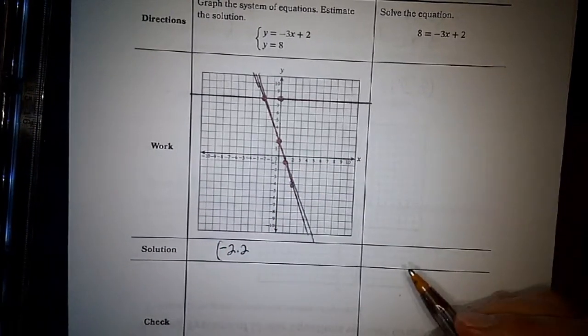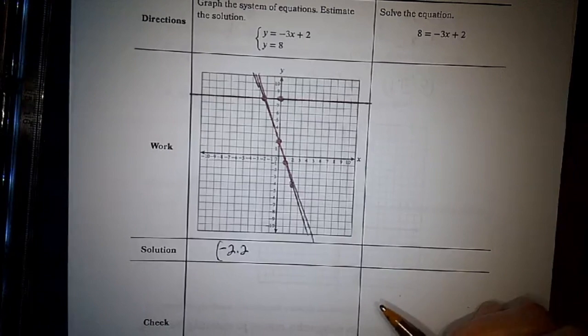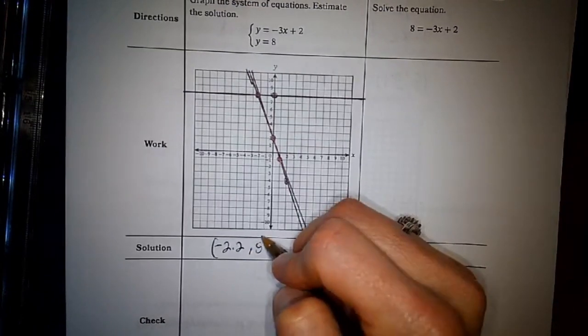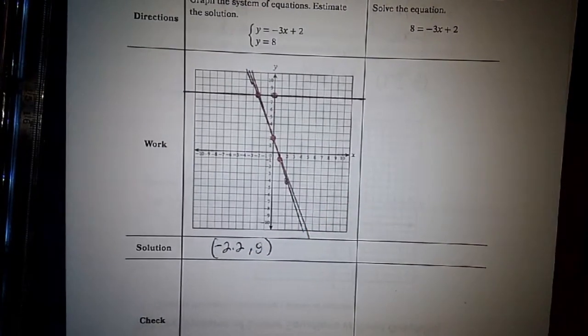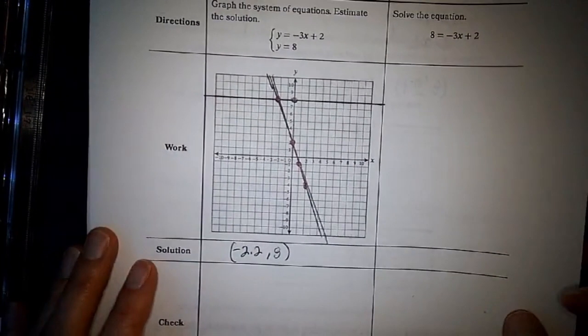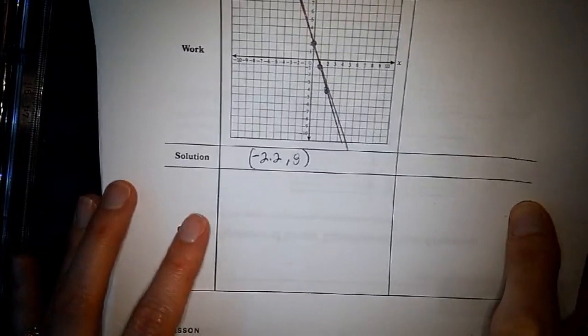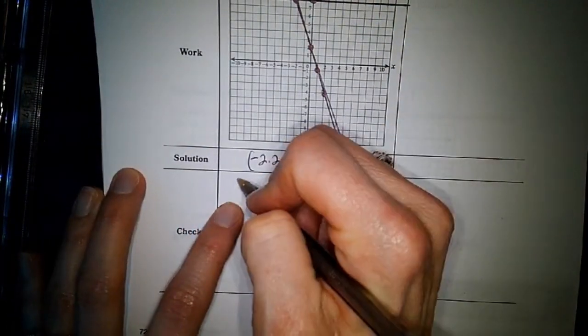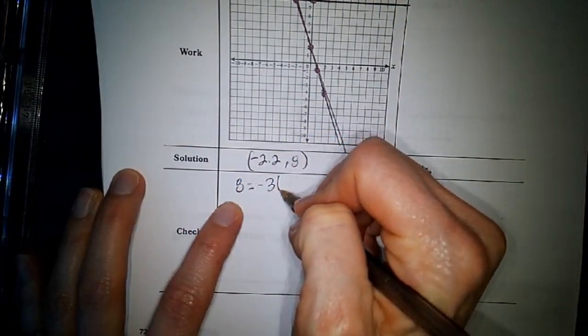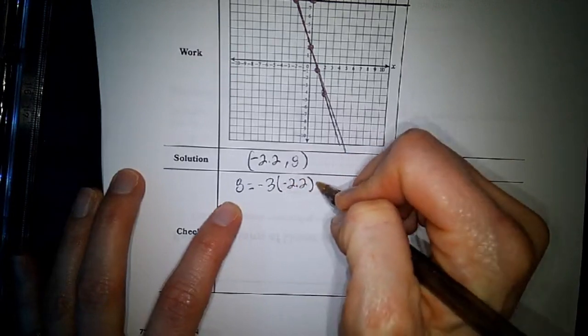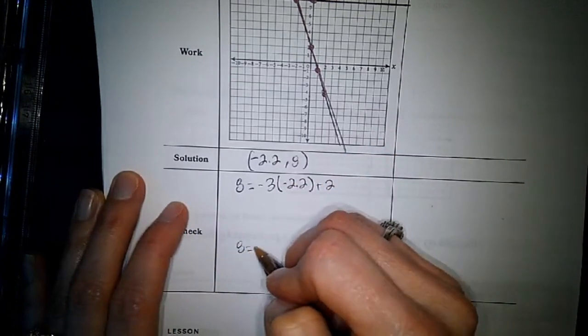And then what's our y value going to be, guys? 8. It has to be 8. Why? Because that's the only 8 there is. Okay, now we're going to check it, same way we just checked it a second ago. We're going to plug that back into it. So 8 equals -3 times -2.2 plus 2, and 8 equals 8. We know that this one's correct.